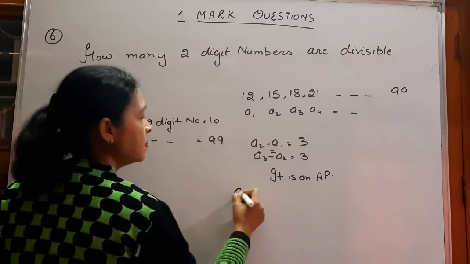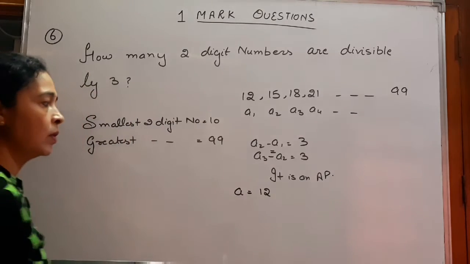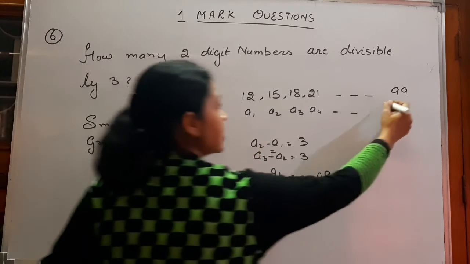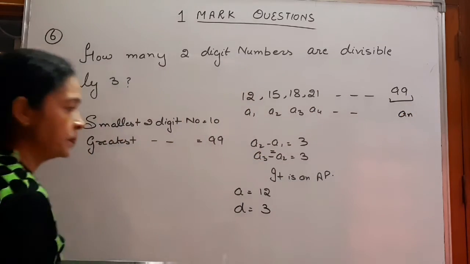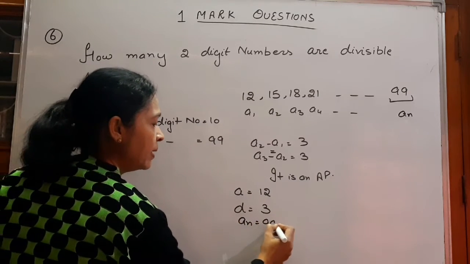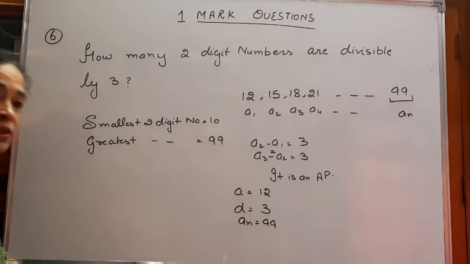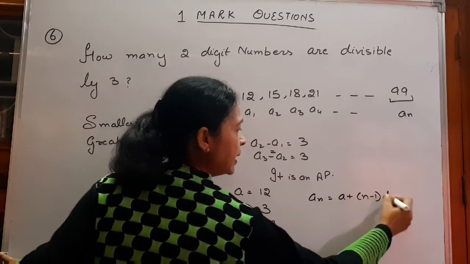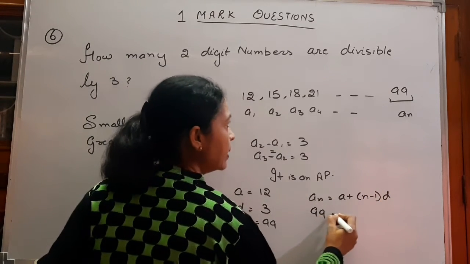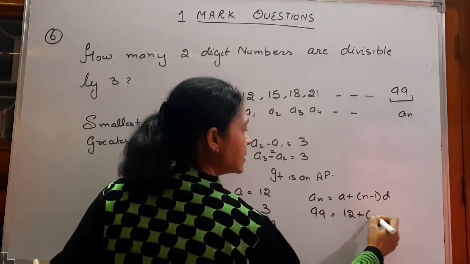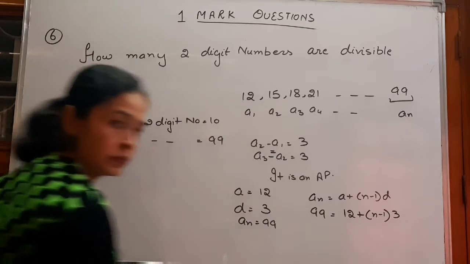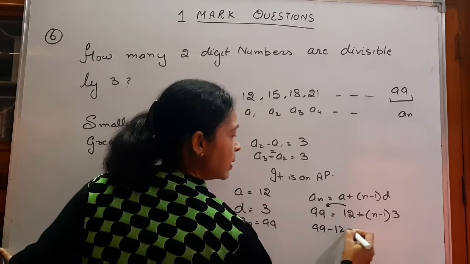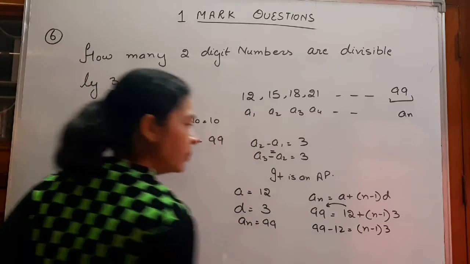If it is an AP, our first term is A, which is 12. What is the common difference? A2 minus A1, 3. And what is the last term? This last term is AN. We have AN as 99. We have to find the number of terms. Now, we have a formula AN equals A plus N minus 1 into D. What is AN? 99 equals, we have A as 12, plus N minus 1 into D, which is 3. Taking 12 on the left hand side, 99 minus 12 equals N minus 1 into 3.